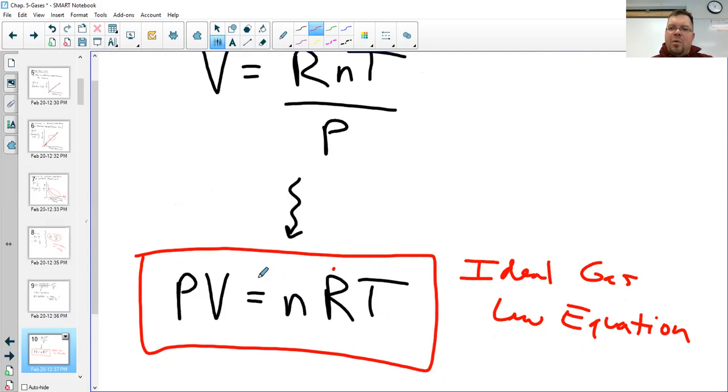Foreshadowing what we're going to end up doing, you're going to be given some problems in just a minute where you're given 3 of the 4 variables, so either P, V, N, or T. You're going to be given 3 of the 4 variables and you're going to solve for the missing variable.